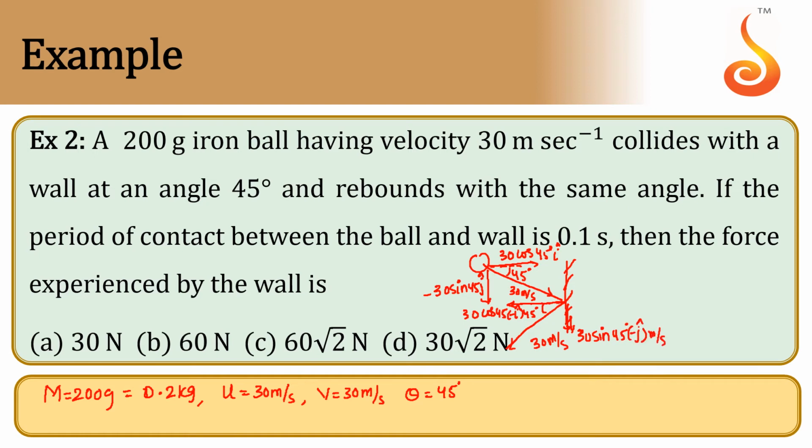So if you see the vertical components of velocity, minus 30 sin 45 j cap and minus 30 sin 45 j cap, that means there is no change in momentum along the vertical direction. But if you look at the horizontal, 30 cos 45 i cap, the final velocity will be minus 30 cos 45 i cap, means there is a change in direction. So when there is a change in direction, there is a change in velocity. If there is a change in velocity with respect to time, there is a force.